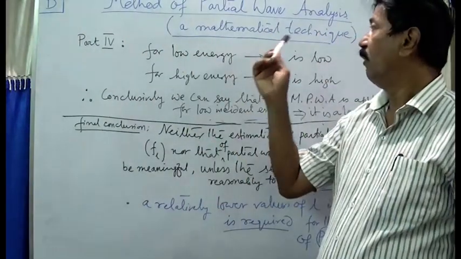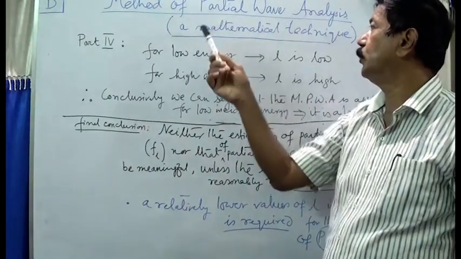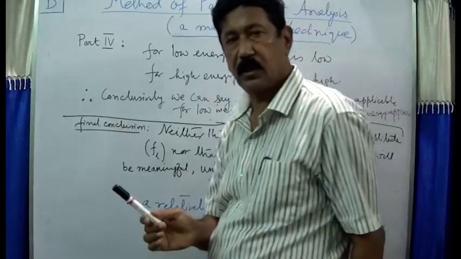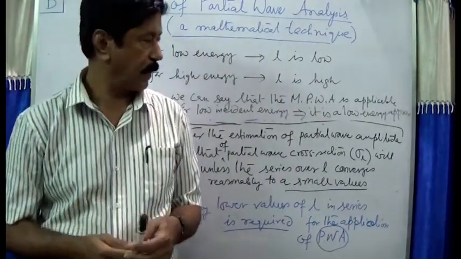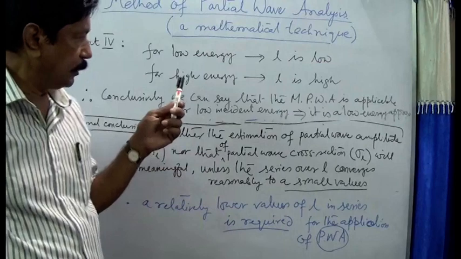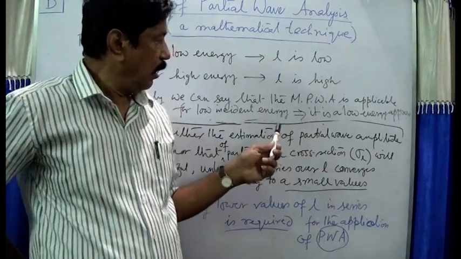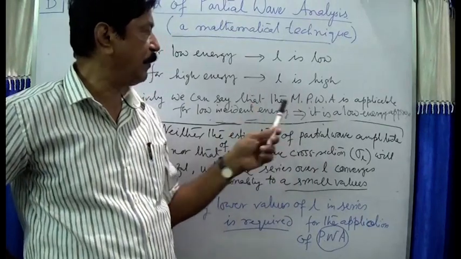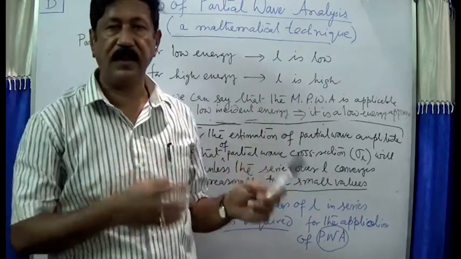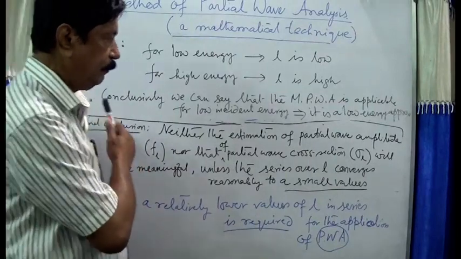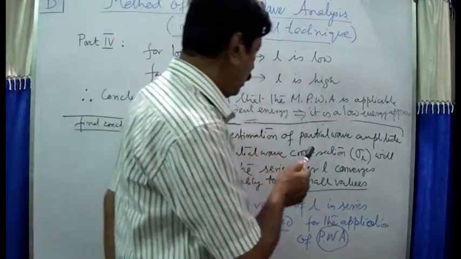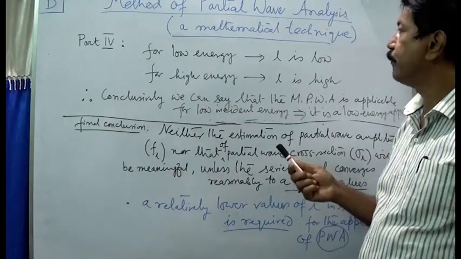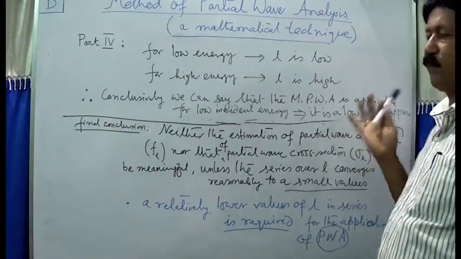That finally we come to conclude that the method of partial wave analysis is such a method that can give a fair result or fair estimation or a good estimation to the scattering parameters only when the incident energy is low. So it is a low energy approximation.